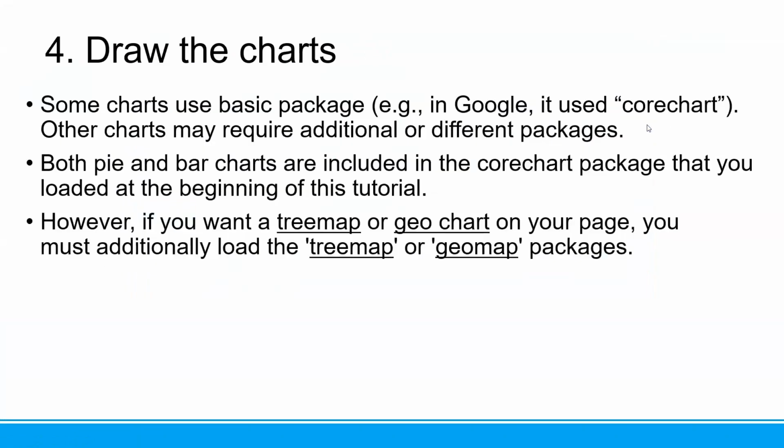Some charts use the basic package. It means in Google, it uses the core chart. Other charts may require additional or different packages. Google has been mature enough as an IT company, so they don't provide difficult things, or they will not show the complex thing. The core charts will be located in the core chart library. Both pie and bar charts are included in the core chart package that you loaded at the beginning of this tutorial.